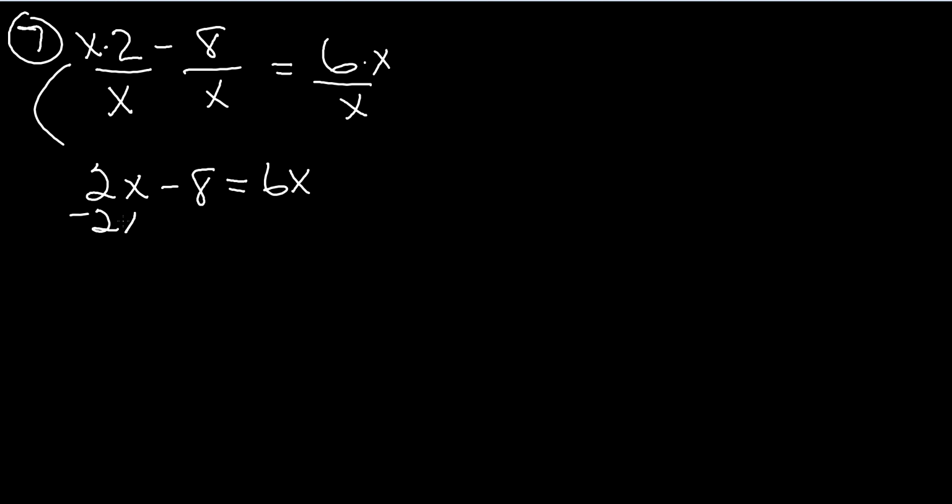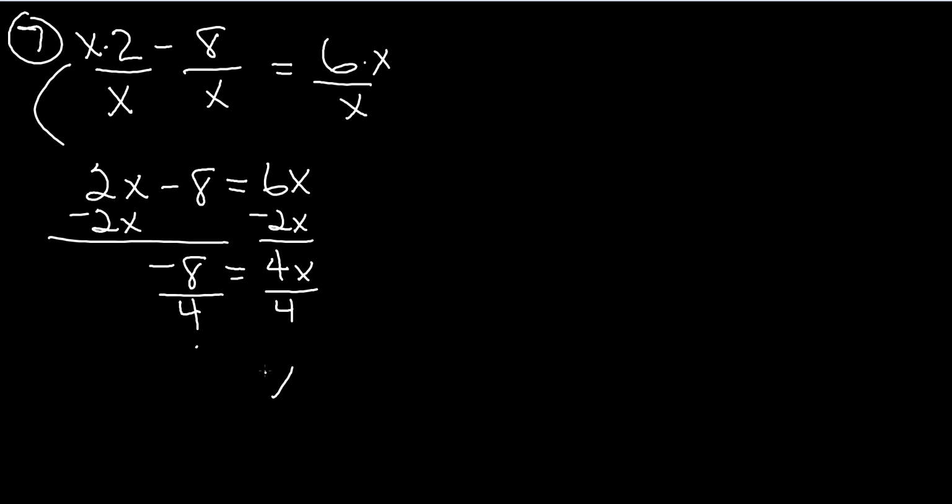Looks like I'll subtract 2x from both sides. And what do you get? Negative 8 brought down, and this is going to be 4x. Divide by 4, both sides, so x equals negative 2. I can plug in negative 2 for any of my denominators, and I will not have a 0 in the denominator, so that means that is an answer. We have an answer for that problem. Okay, next problem.